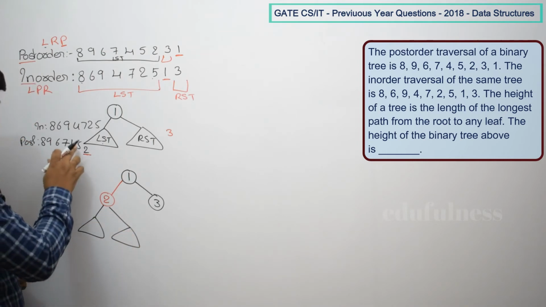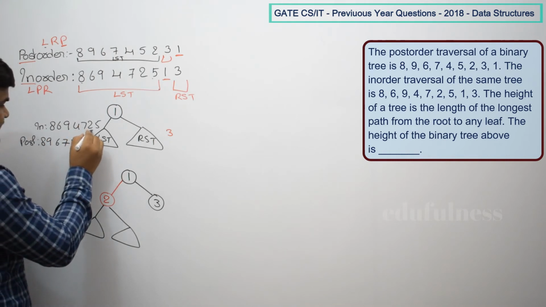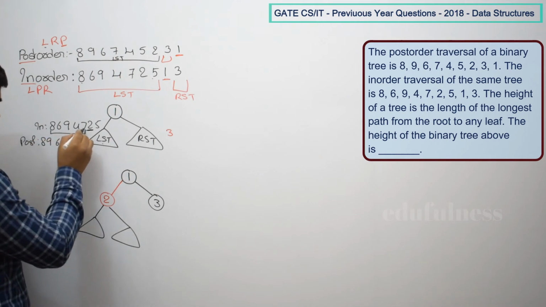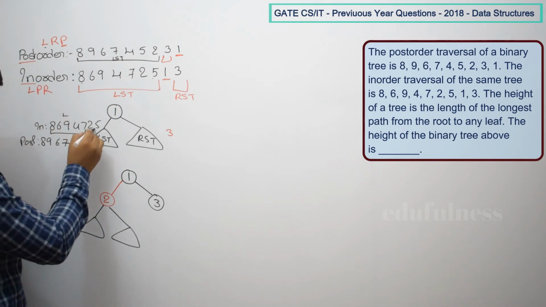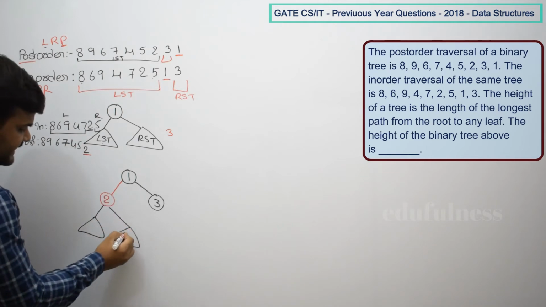Okay, for that come to in order. So if you come to in order, where is 2 actually? Here it is. That means recursively these vertices will become in left subtree and these vertices in the right subtree. So 5 is in the right subtree.